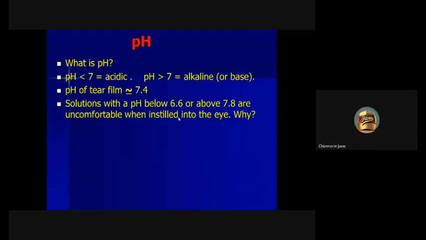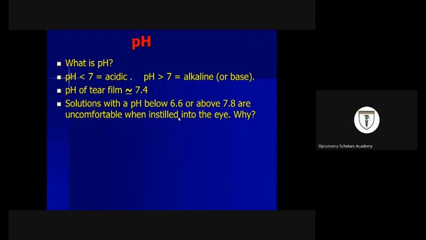Yes. So now talking about pH, the pH of a drug less than 7 is said to be acidic. Then the pH of a drug greater than 7 is said to be alkaline or a base.